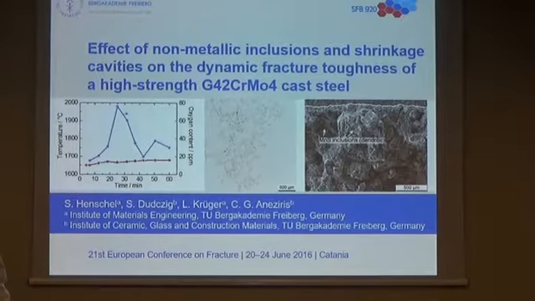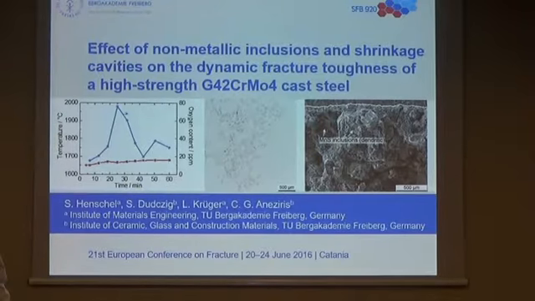So here's the steel. It's a high strength, quenched and tempered steel, G42CrMo4. After the heat treatment we have a tempered martensite and quite high strength, which are given here. You see that there is a quite high sulfur content, so this is also pointed out here, and this leads also to some non-metallic inclusions.